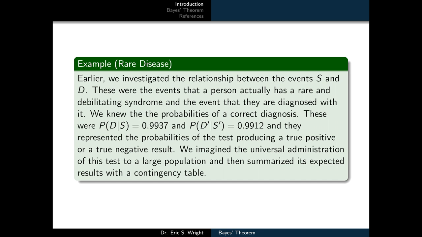Earlier, we investigated the relationship between the events S and D. These were the events that a person actually has a rare and debilitating syndrome and the event that they are diagnosed with it. We knew the probabilities of a correct diagnosis. These were the probability of D given S equals 0.9937, and the probability of D complement given S complement equals 0.9912. And they represented the probabilities of the test producing a true positive or a true negative result. We imagined the universal administration of this test to a large population, and then summarized its expected results with a contingency table.